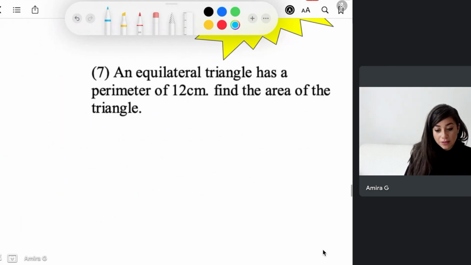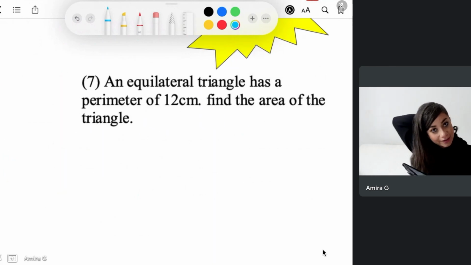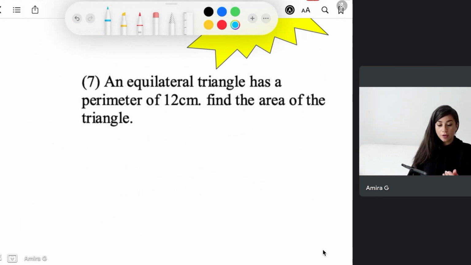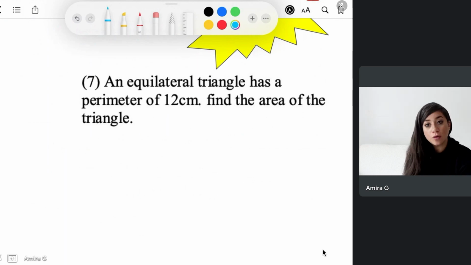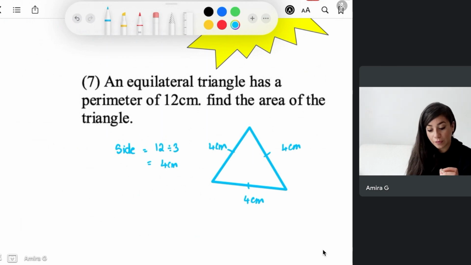See, this one looks kind of normal, but then you'll see why it's quite handy to draw it out. So an equilateral triangle has a perimeter of 12 centimeters. So let's draw this triangle out. And the perimeter is 12 centimeters. So let's find out what one side is. So 4 centimeters. Okay. Then it says find the area of the triangle. Hold on. Area of the triangle.